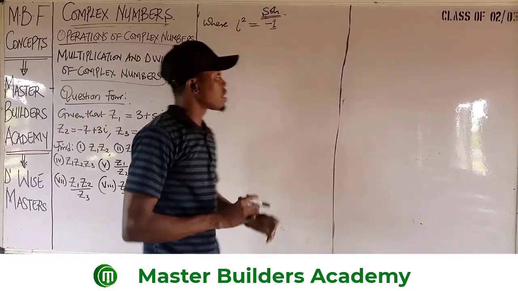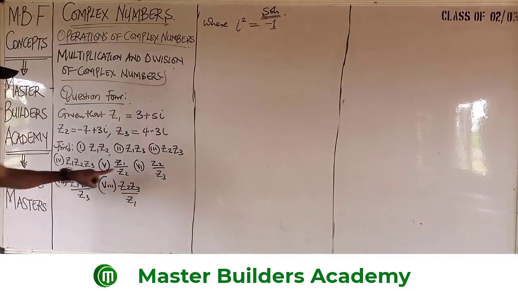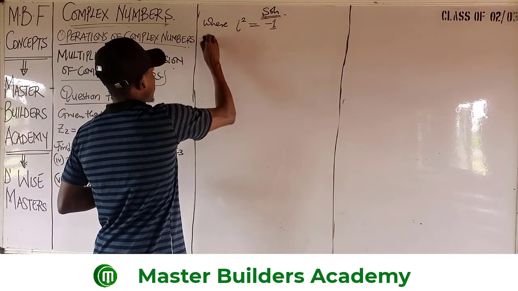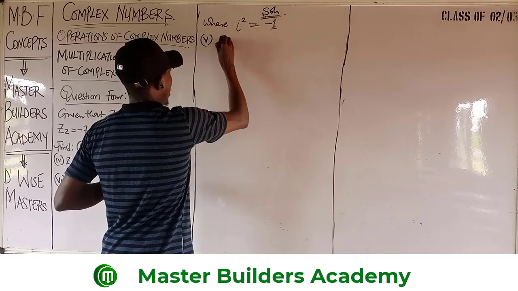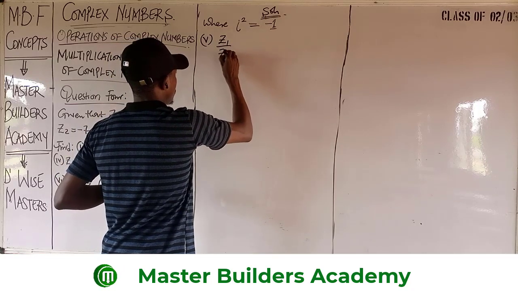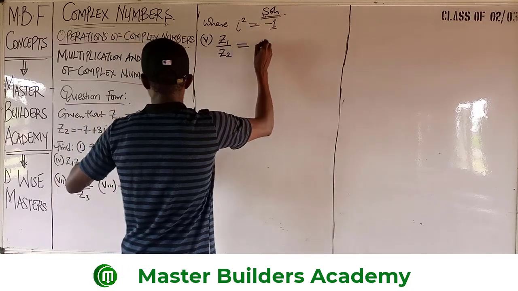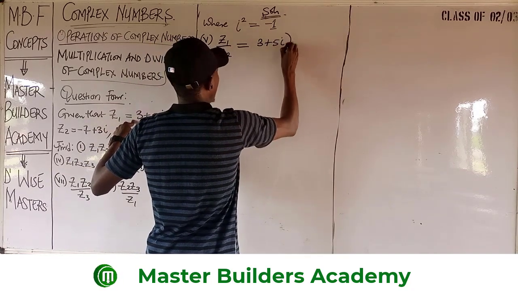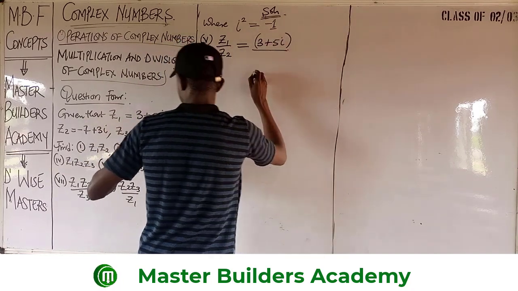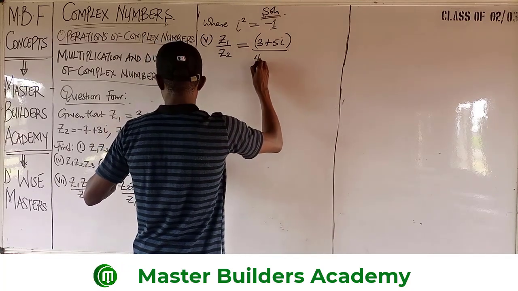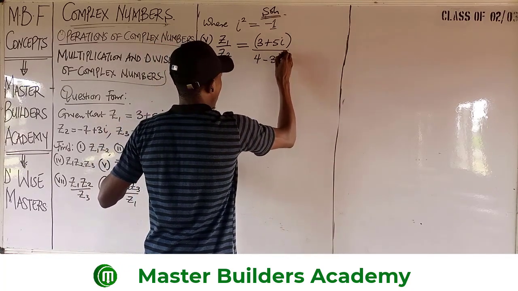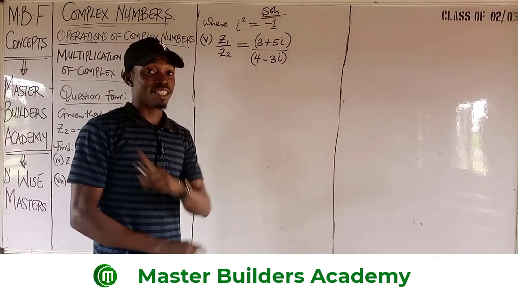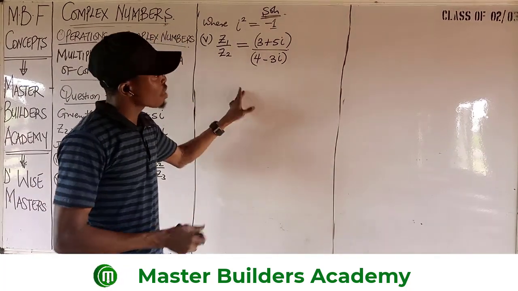Alright, so now on the board we have the next question, which is Roman figure 5. And we're told that this is Z1 over Z2. And then the Z1, we have it as 3 plus 5i all over the denominator, which is 4 minus 3i. You can put a bracket, you can decide not to put a bracket. It's not a problem at all. Now let's look at this.